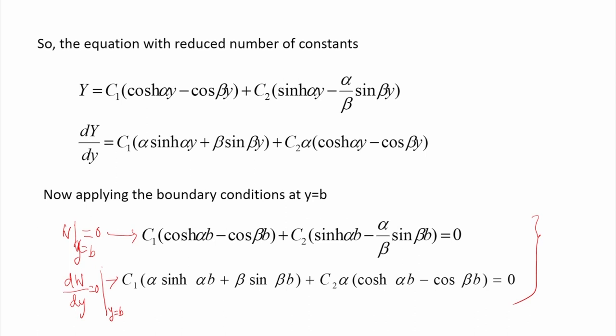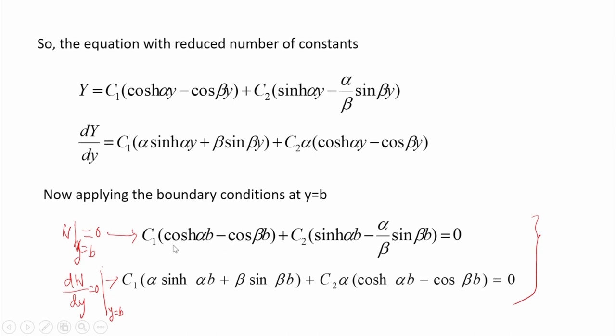Now you can see one possible solution is C1 and C2 equal to 0, but that assumption, C1 equal to C2 equal to 0, does not give you any meaningful result. So this will give you a trivial result. For a non-trivial result, the determinant of the matrix that we form by the coefficients of C1 and C2, that is a 2 by 2 matrix, must be equated to 0. Then we will get a non-trivial solution for alpha and beta.